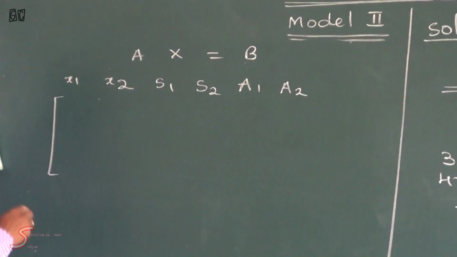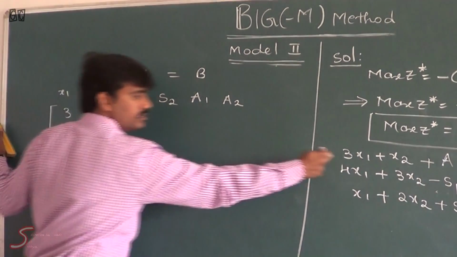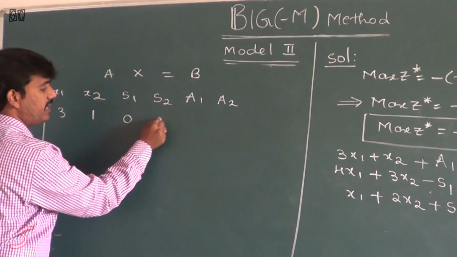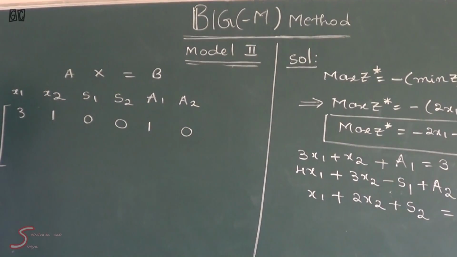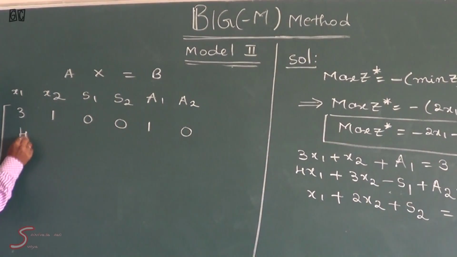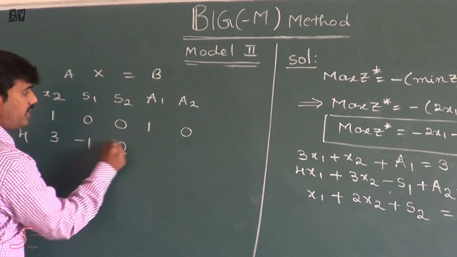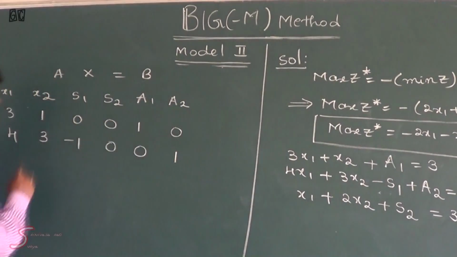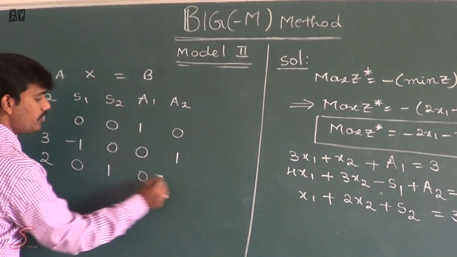The coefficient of x1 is 3 here. If you observe, the coefficient of x1 is 1, s1 we don't have, s2 we don't have, a1 we have, but we don't have a2. For the second one: 4, 3, s1 we have minus 1, s2 we don't have, a1 we also don't have, and a2 is 1. The third one: 1, 2, 0, 1, 0, and again 0.